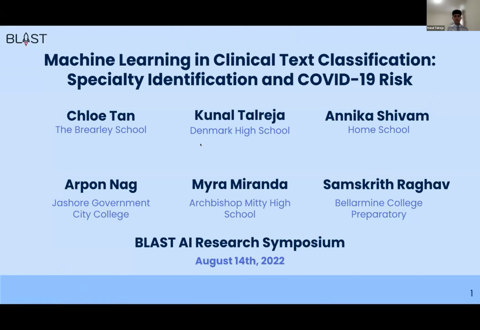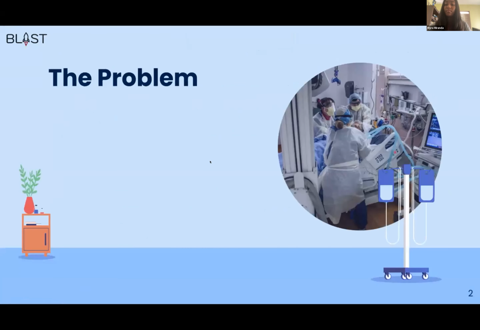All right. We trained a language-based artificial intelligence model to recommend a patient directly to a medical specialist and to identify their COVID-19 risk based on a description of the patient's condition. Let's start with the problem.